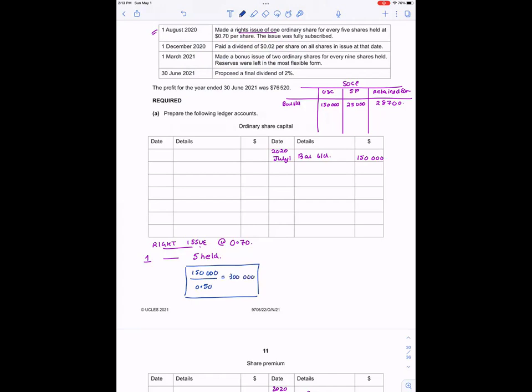So what would be the right issue? You will get the number of shares for right issue directly over here. So 300,000 divided by 5. So for right issue, you're doing 60,000 shares. Now here, I'm just making a column where I'm writing the number of shares. Yes, I have a question. Initially, 300,000 shares we had and 60,000 shares is for right issue.